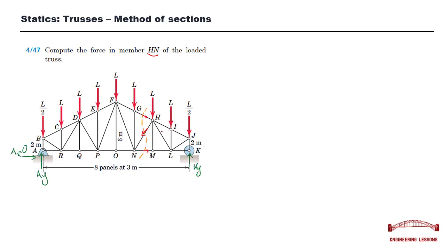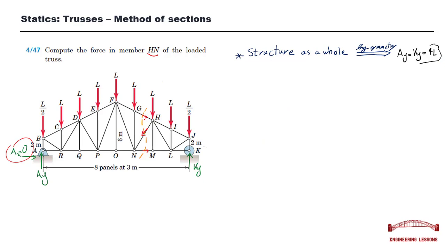Okay, let's first of all see the structure as a whole and determine our support reactions. Similar to our previous example, Ix is equal to 0, and for Ry and Ky, by symmetry, we know that they are equal. So each of them is equal to half of the sum of all our external forces. The sum of them is 8L, so each of our support reactions is 4L.